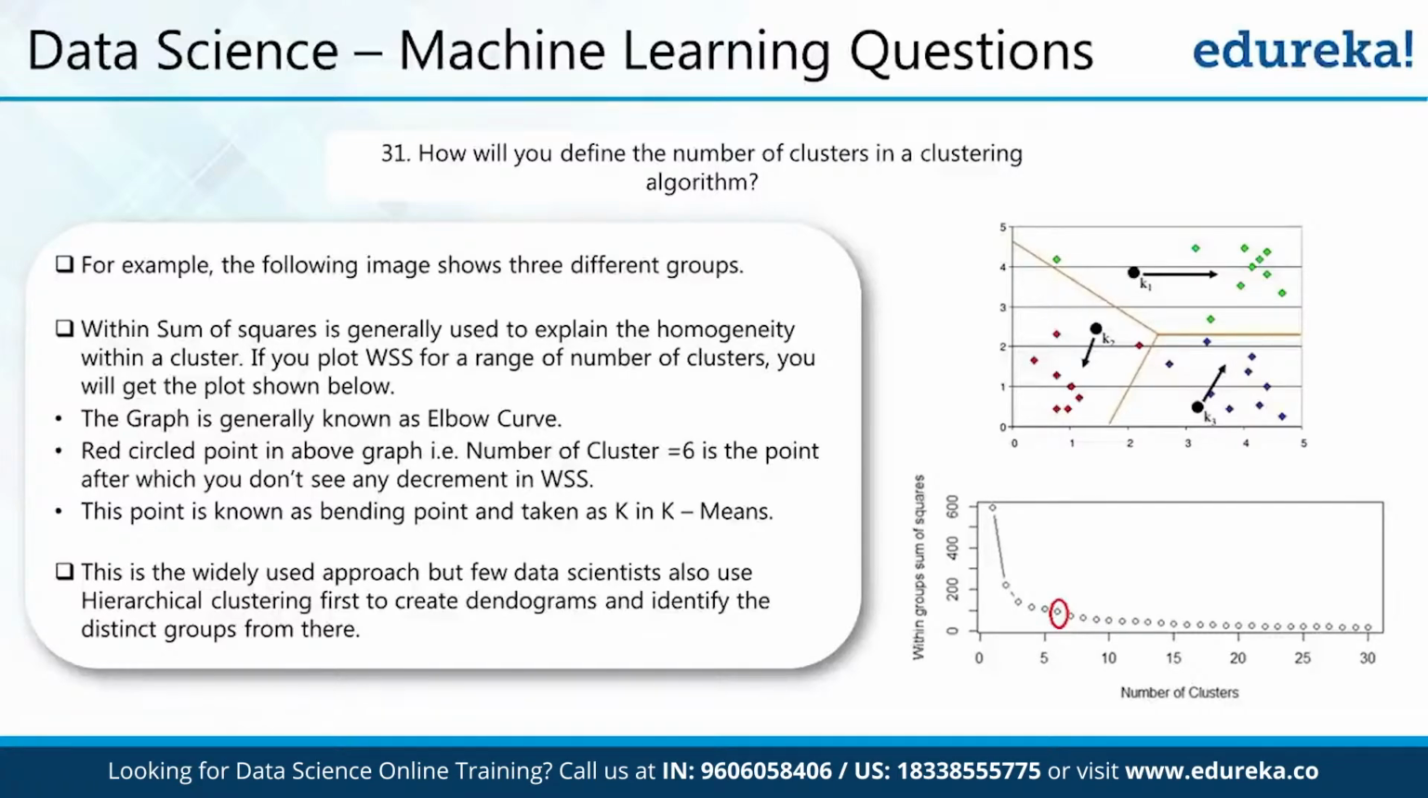You can see here the x-axis is the number of clusters and the y-axis is the within-group sum of squares. At one point you can see there is a sharp dip here, and after this point, which is circled in red, the value almost saturates. So this I can use as the appropriate value of k. The value of k can be 6 in this case.